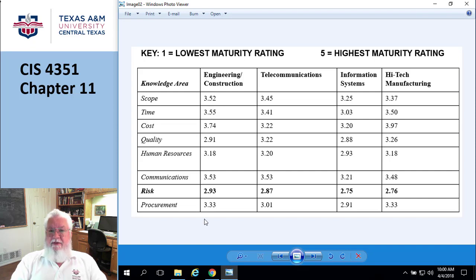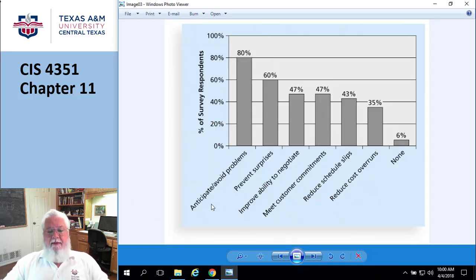70% had defined software processes where, okay, we're going to do the software, we're going to do step this, step that, step that. And then 64% had some sort of project management office. So if you're big enough, you can probably have a dedicated office for doing project management stuff. So there's a survey talking about the benefits. Here is what most people think the benefits are of doing risk management. Well, number one is to be able to anticipate and avoid problems. To prevent surprises, to improve the ability to negotiate customer commitments, reduce schedule slips, reduce cost overruns. Okay, so these are legitimate.